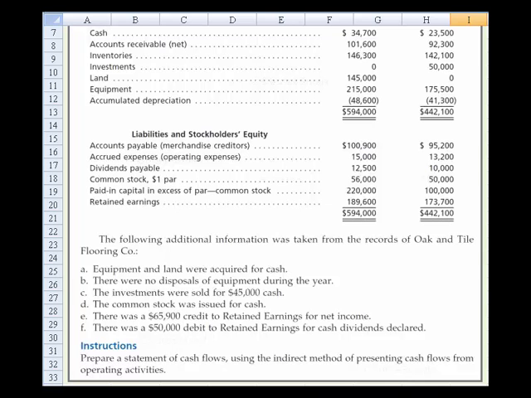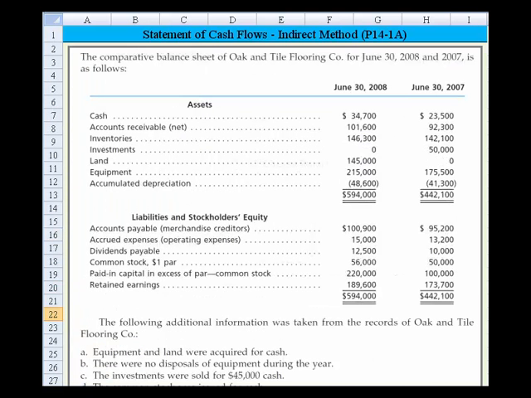And those 6 comments right there to the right of my mouse are: equipment and land were acquired for cash, no disposals of equipment during the year. The investments were sold for $45,000. Common stock was issued for cash. There was a $65,900 credit to retained earnings for net income, and there was a $50,000 debit to retained earnings for cash dividends declared.